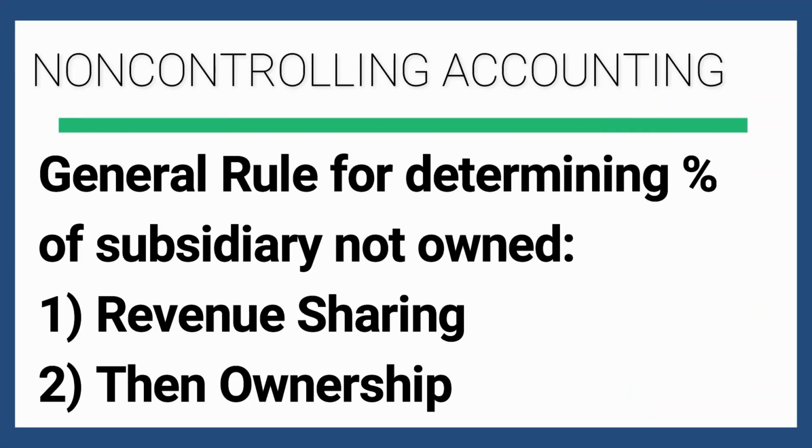You're also going to look at ownership. You're going to look at revenue and profit sharing before you look at ownership. If there's no clearly defined revenue or profit sharing arrangement, you're going to go down to the ownership level. I'm sure there are situations with a variable interest entity where you're going to use the contractual arrangement, but I've never run into that situation. I've always used ownership of the subsidiary to determine the non-controlling interest.